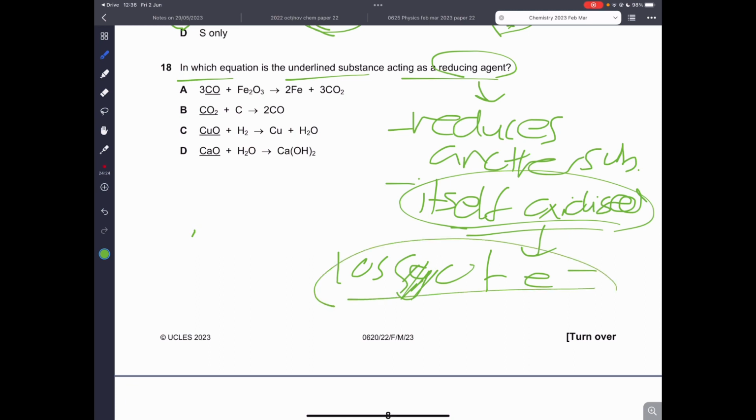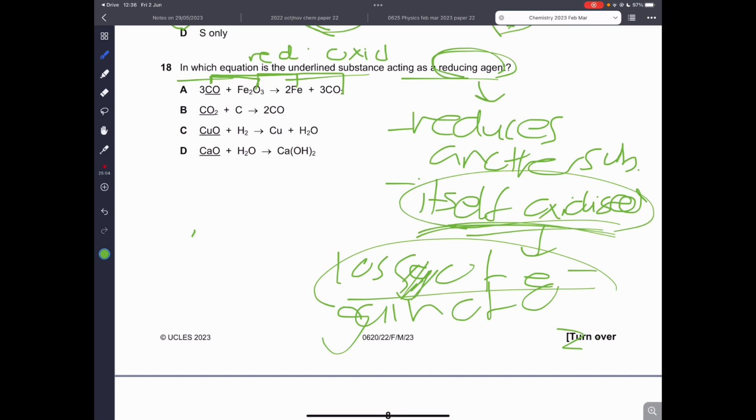Okay, or basically the gain of oxygen. So let's look at A. The carbon monoxide is going to react with iron(III) oxide. Let's look at the carbon. The carbon monoxide becomes carbon dioxide, and the Fe2O3 becomes Fe. So there is the loss of oxygen, which is reduction, and the CO turning into CO2 is oxidation. A reducing agent itself undergoes oxidation, so therefore it is the correct answer.